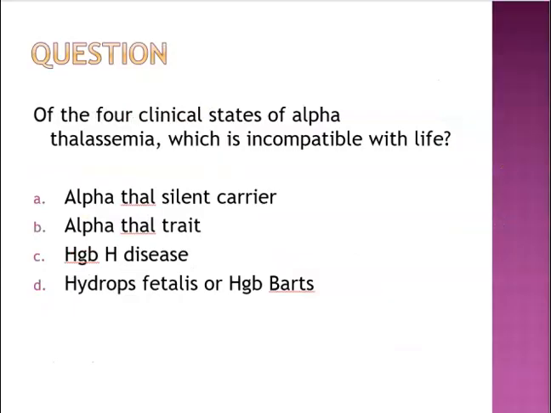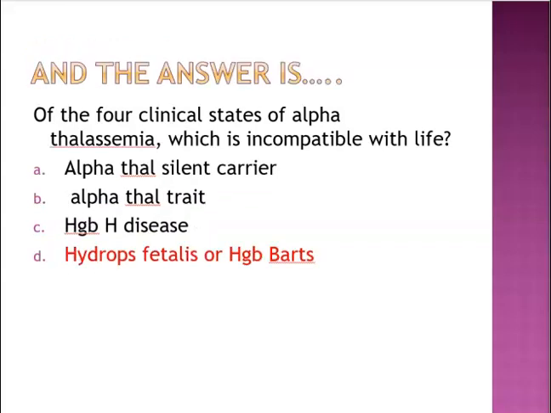Okay, time for a trivia question. Of the four clinical states of alpha thalassemia, which is incompatible with life? A. Alpha thal silent carrier. B. Alpha thal trait. C. Hemoglobin H disease. Or D. Hydrops fetalis or Bart's. Okay, pause the video at this time and try to answer on your own before you move on to find the answer on the next slide. The answer is hydrops fetalis or Bart's, hemoglobin Bart's.